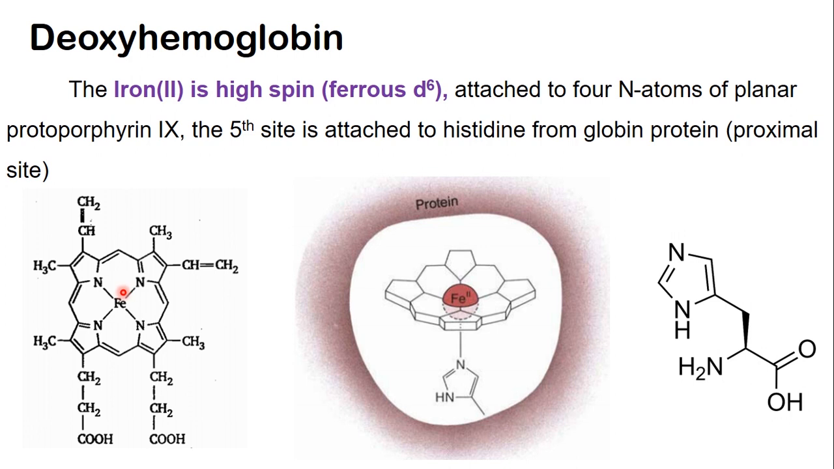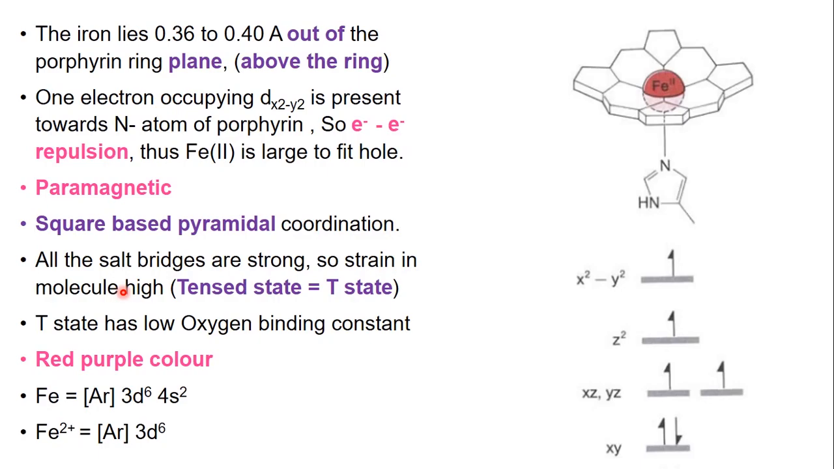So due to this repulsion, the Fe atom will be a little bit larger, so it won't fit into the hole provided by the porphyrin ring. Rather, it will be a little bit above the ring, that is out of the plane of the porphyrin ring. So the ion lies like 0.36 to 0.4 Angstrom out of the plane. This is due to electron-electron repulsion.